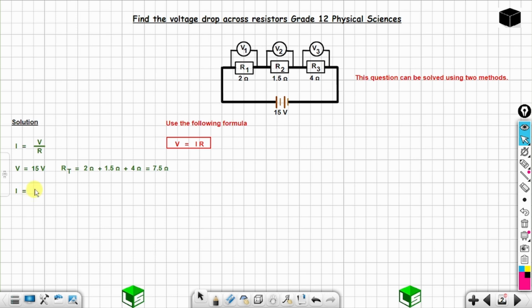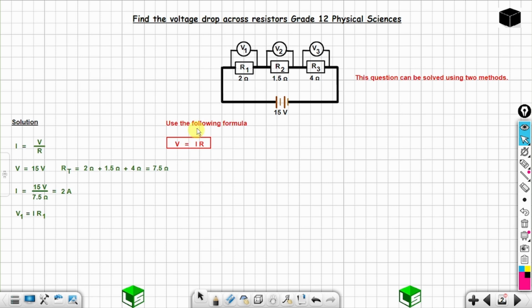The current is equal to 15 over 7.5. This is equal to 2 amperes. So you have a current of 2 amperes flowing into this circuit. V1 is equal to, you are going to use this formula. You have the same current. The same current is flowing through R1, R2, R3. You are going to use R1.